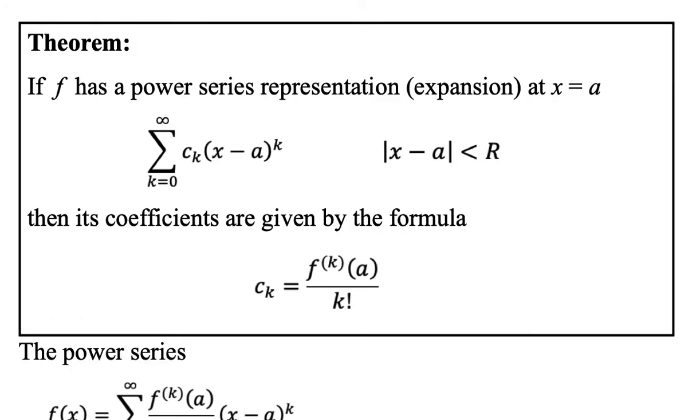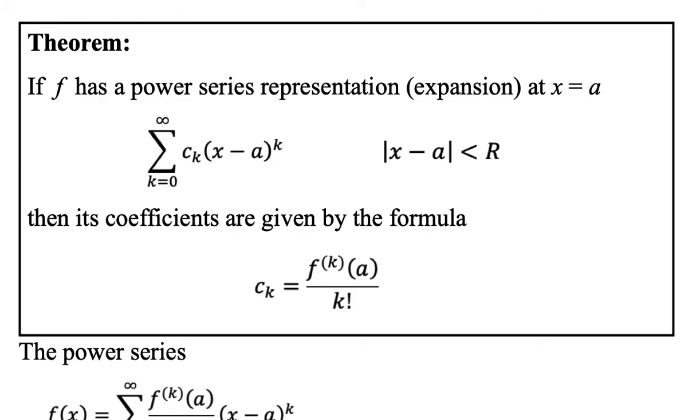If f has a power series representation expansion at x equals a, the sum from k equaling 0 to infinity of c sub k times (x minus a) to the k, with a radius of convergence of r, then its coefficients are given by the formula c sub k equals the kth derivative of f evaluated at a divided by k factorial.